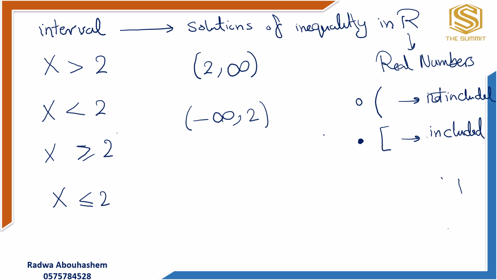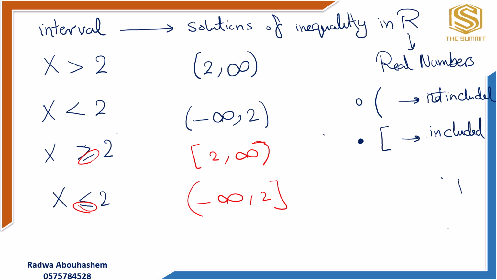because 2 is not included in my answer. Now, x greater than or equal to. Now, he added the equal sign. This means that the 2 is included in your answer and you have to put a closed bracket. So it would be from 2 to infinity, and the infinity is open. x is smaller than or equal to, he added the equal sign, so I have to put a closed bracket at 2. So negative infinity to 2, and 2 is closed, and the negative infinity is open.